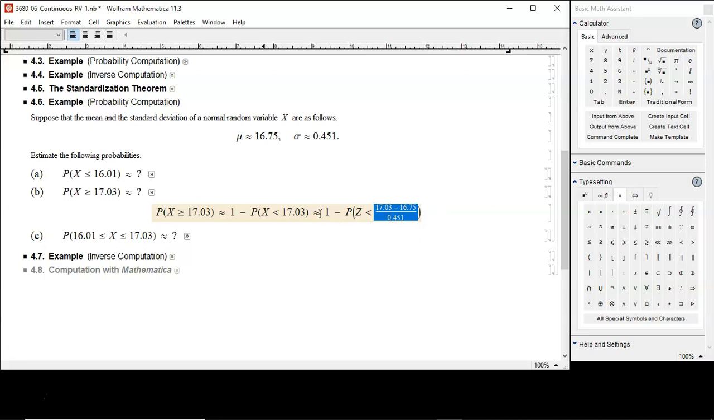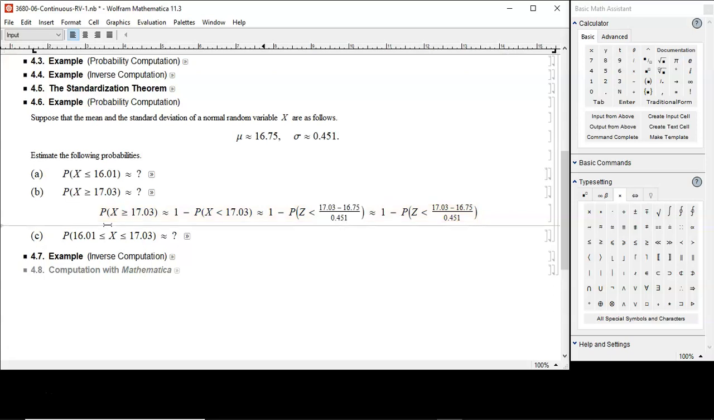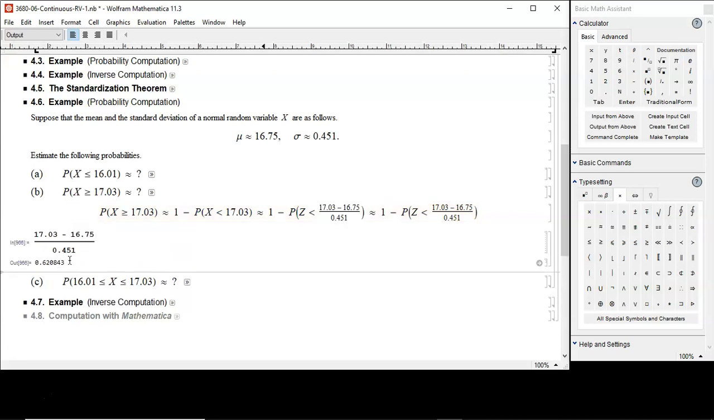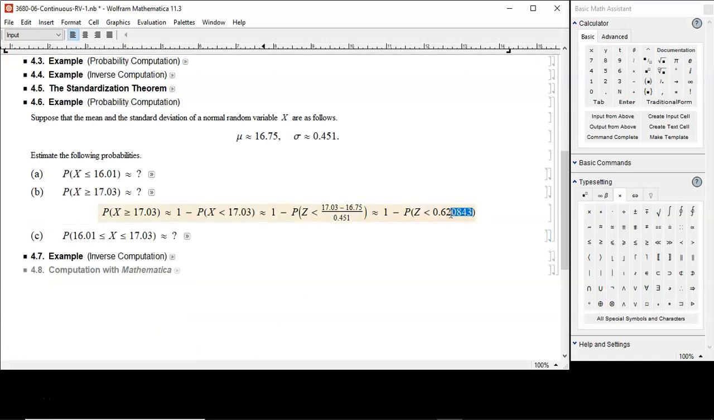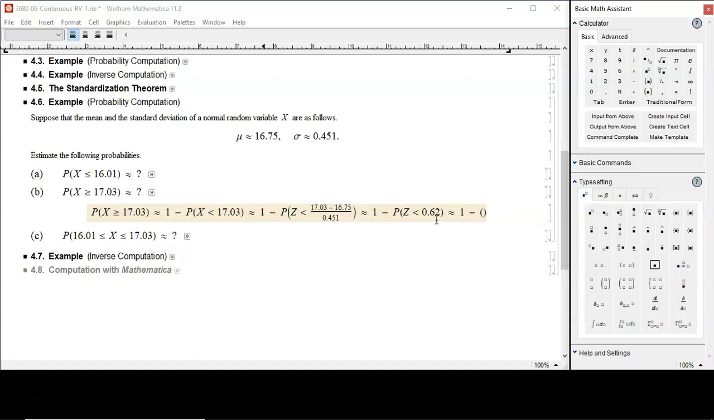Oh yeah, okay. Let me just take one more step. So let's calculate that. 0.62 something. Okay, all right. I'm going to use z tables, so I don't need any more than just 2 decimal digits, and everything is approximate anyway, so that's okay. And then let me calculate this: 1 minus, you have to calculate this, Z is less than 0.62.